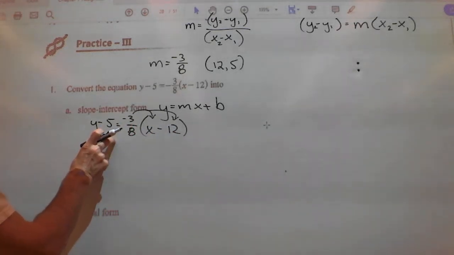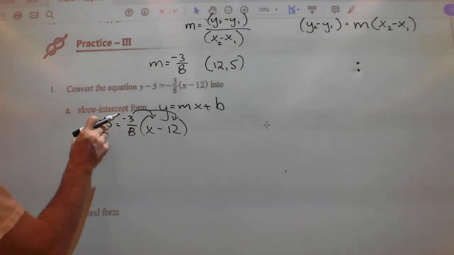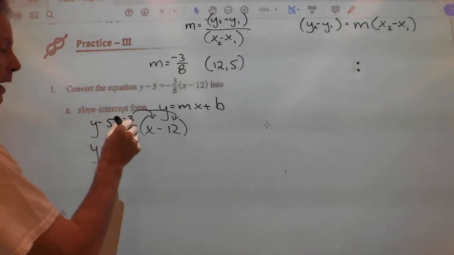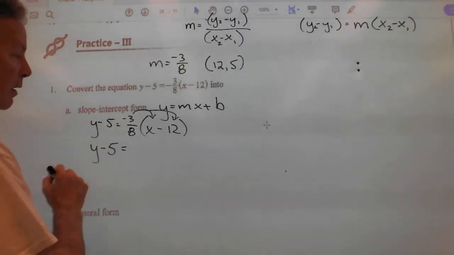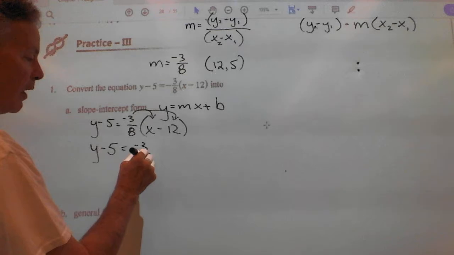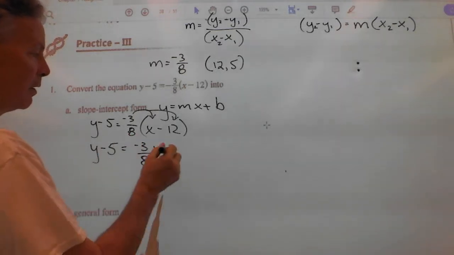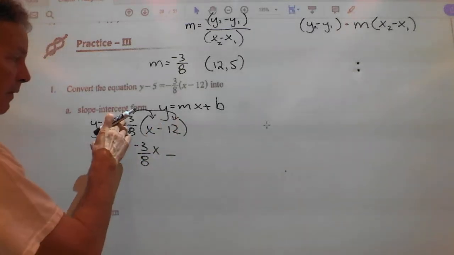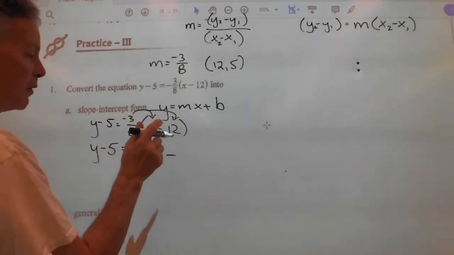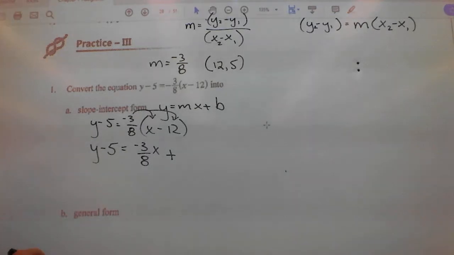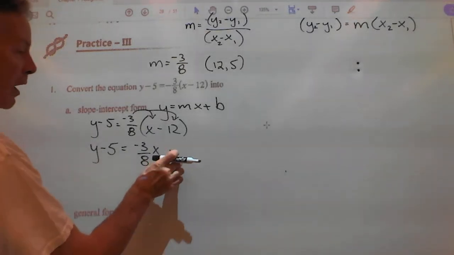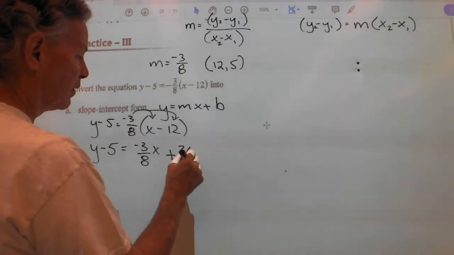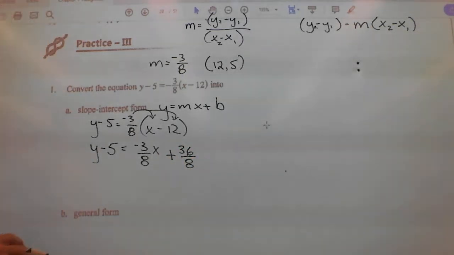We can't simplify the left side anymore. We can't combine these, they're not like terms. So we just write it over again. y minus 5, negative 3/8 times x is negative 3/8 x minus negative 3/8 times 12. Remember, when you go negative times minus, that's more simply thought of as just being addition or plus. And that gives you 3 times 12 is 36 over 8. Okay?